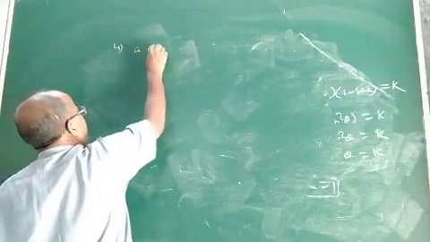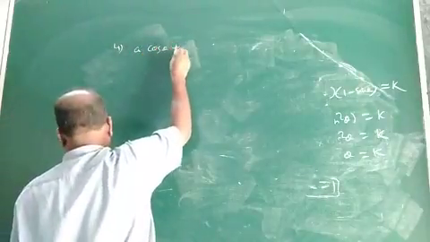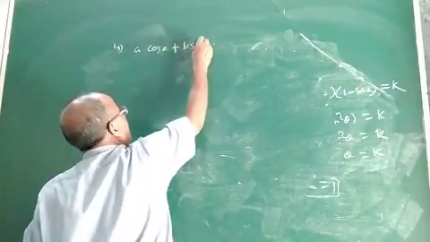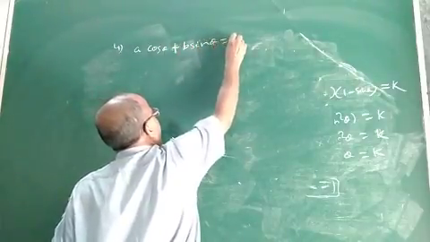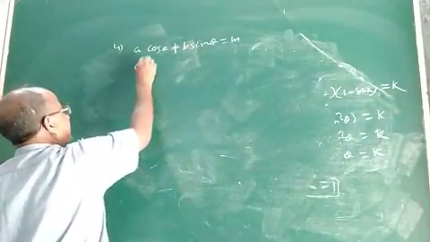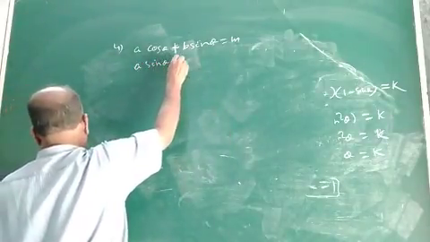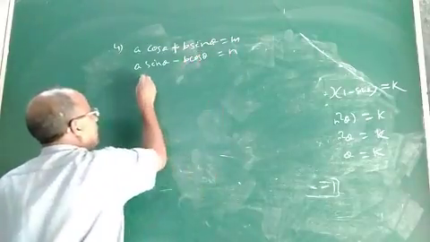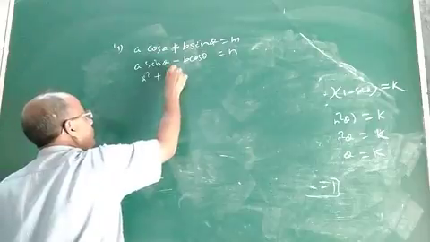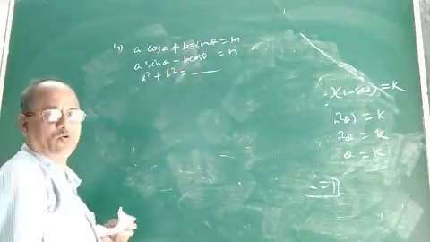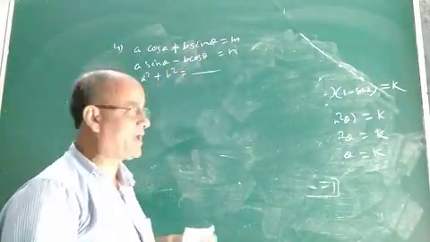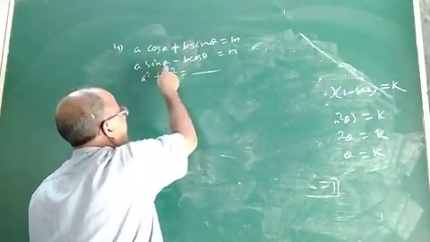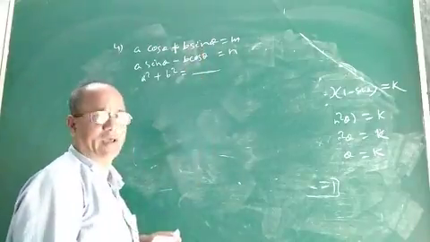Suppose you are given a cos theta plus b sin theta equal to m and a sin theta minus b cos theta equal to n. How will you find the value of a square plus b square? See, how to get the value of a square plus b square if you are given a cos theta plus b sin theta equal to m and a sin theta minus b cos theta equal to n.